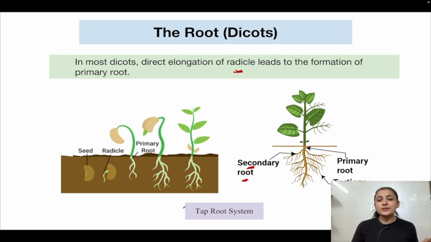And this taproot system is a characteristic feature of the dicotyledonous plants. And this was the process of how the root system forms in the dicots.